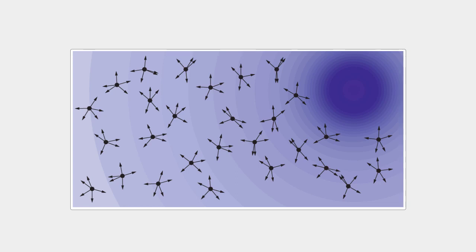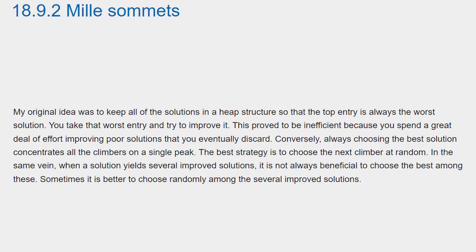It is best not to take all of the improved solutions, because that quickly concentrates all of the climbers into just a few areas. My original idea was to keep all of the solutions in a heap structure so that the top entry is always the worst solution. You take that worst entry and try to improve it. This proved to be inefficient because you spend a great deal of effort improving poor solutions that you eventually discard.